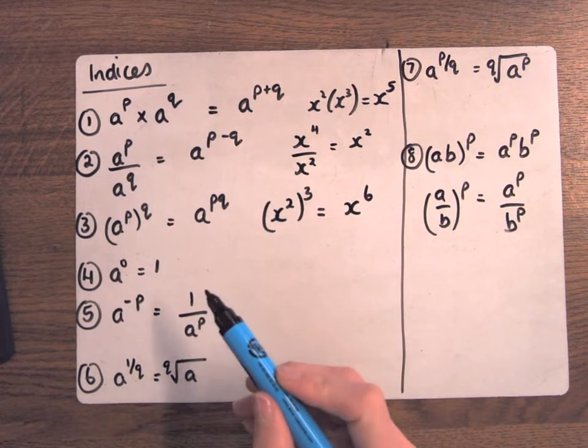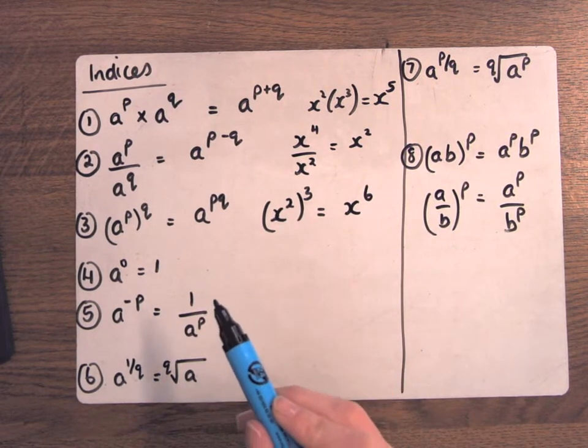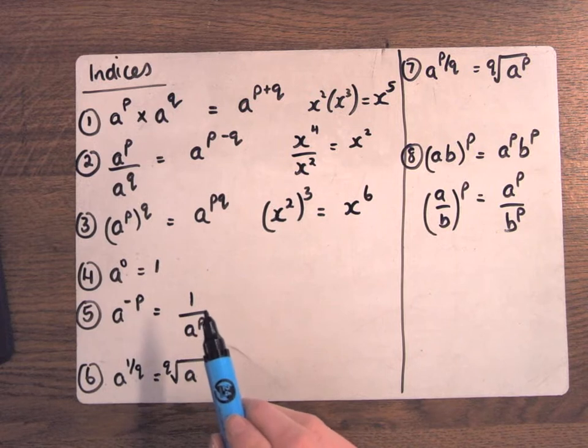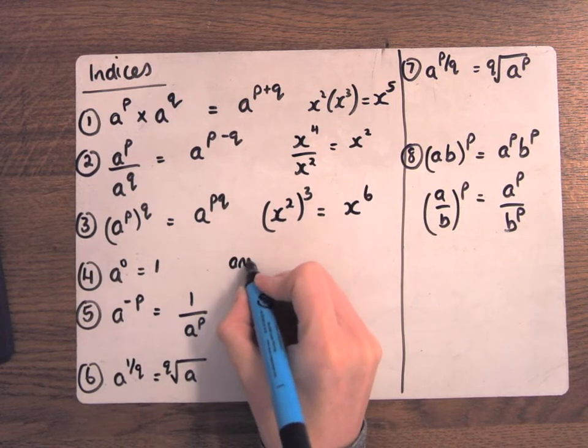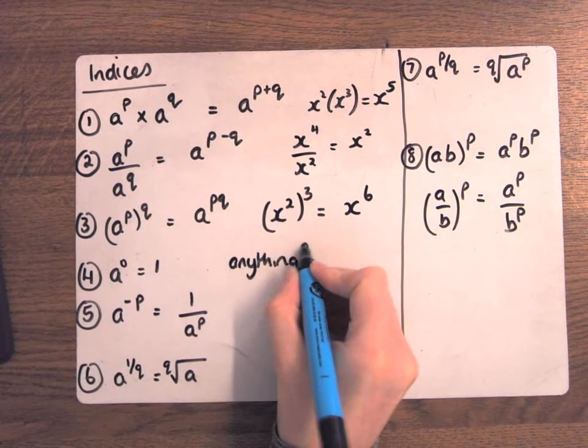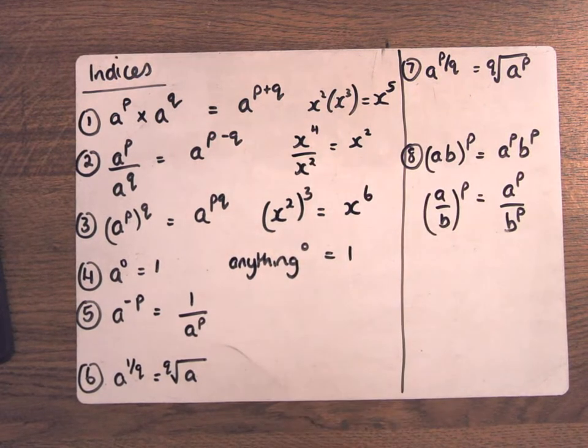Here, anything to the power of 0 is 1. Anything. Doesn't matter what the number is, anything to the power of 0 is 1. E to the power of 0 is 1.